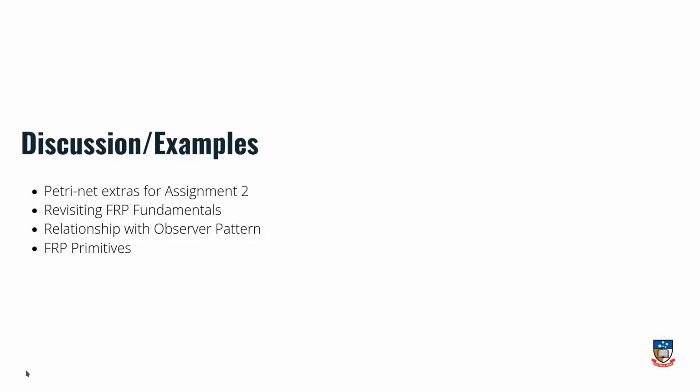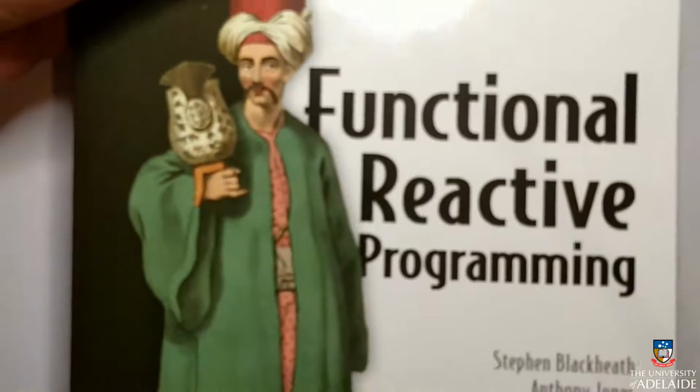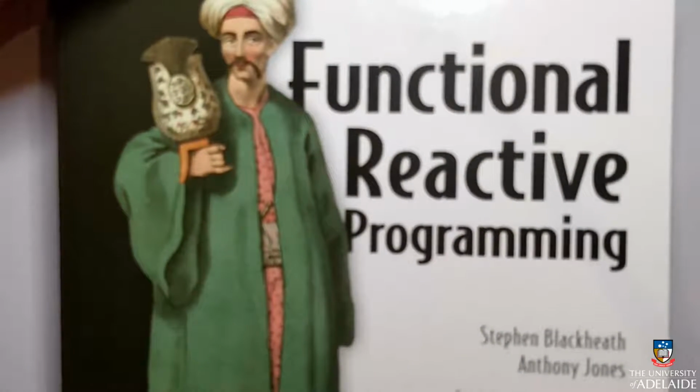Now, for those of you who haven't already done so, please make sure that you have access to the reference book that we're using in this course for functional reactive programming, and that's this one just here, Blackheath and Jones, Functional Reactive Programming. It's the best overview that I've found so far, and I've looked at a whole lot of different materials on the topic, so hopefully you find it as useful and as practical as I've found it to be.